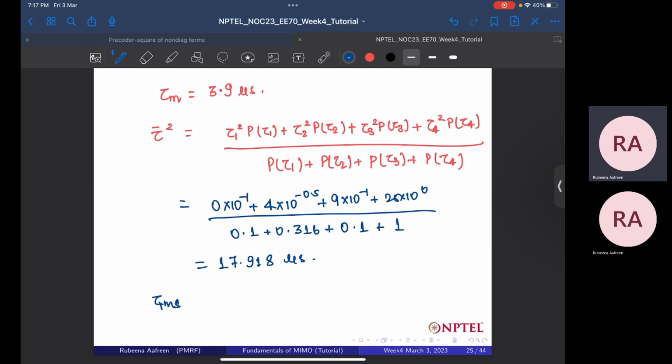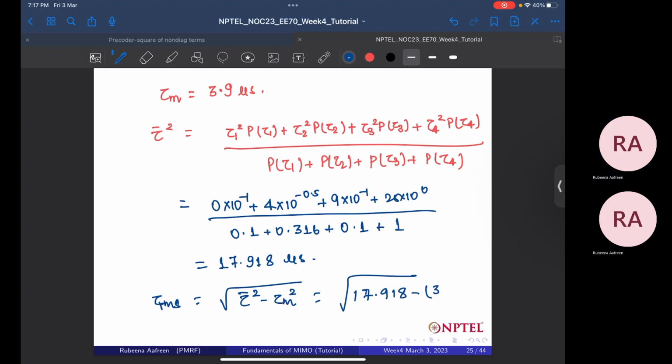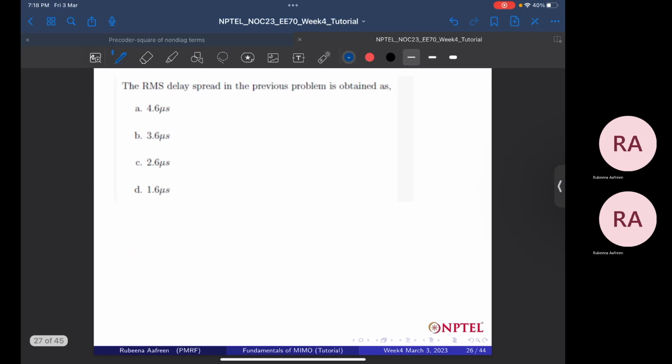We put it in the formula for tau RMS. This is equal to the square root of tau bar square minus tau mean square. This would be equal to the square root of 17.918 minus 3.9 whole square. When you calculate it, it will come as 1.6 microsecond. Okay. So this answer would be D.